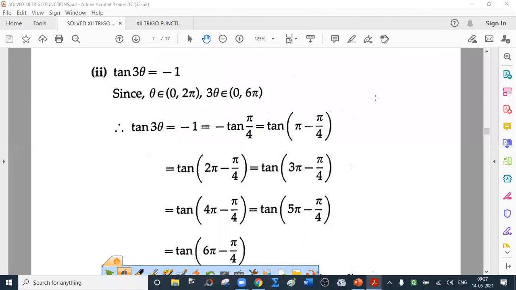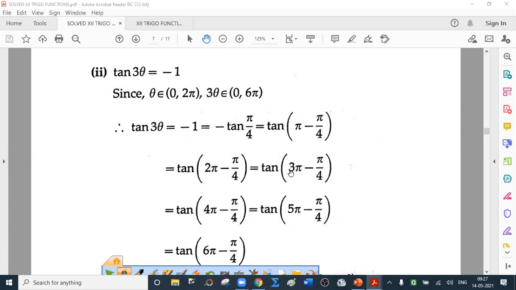Second, tan 3 theta is minus 1. See, for principal solution, the angle should belong to the interval 0 to 2 pi. Now you may say, sir, this should be semi-open, since 0 belongs to it. Yes, I agree, but tan 3 theta is minus 1, so clearly the angle is not going to be 0. That is why, as tan 3 theta is minus 1, theta belongs to this open interval. You could have written semi-open also. So 3 theta belongs to 0 to 6 pi. Tan 3 theta is minus 1. 1 can be replaced by tan pi by 4. Right? Now minus tan theta is tan of pi minus theta.